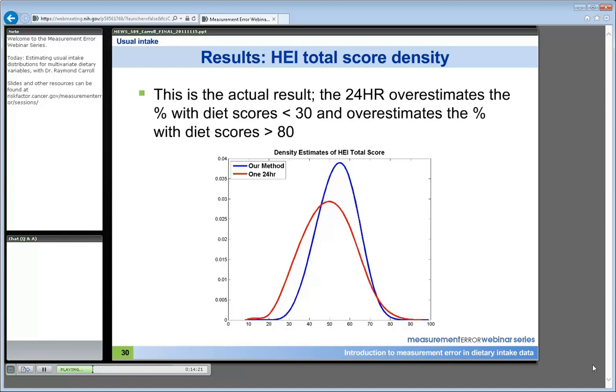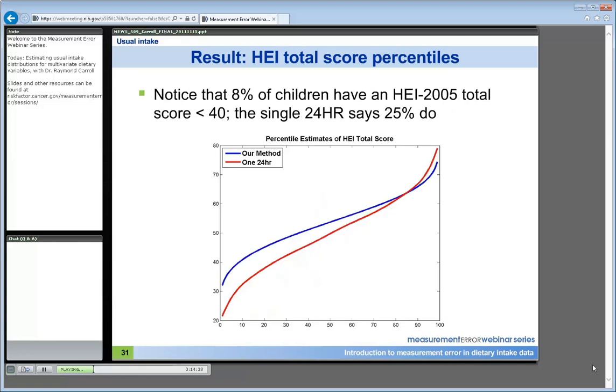You can see that with a single 24-hour recall, you're overestimating the percentage of diet scores less than 30, and you're also overestimating the percentage of diet scores greater than 80. So there are biases in both directions. Here's a not very good plot, really. If I'm looking for the 50th percentile, I just go up and read off. The median for the 24-hour recall is about 50, and the median for our method in blue is also a little bit more than 50.